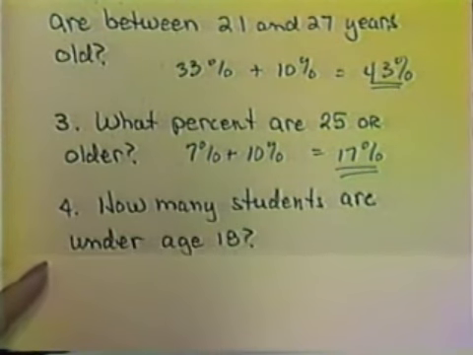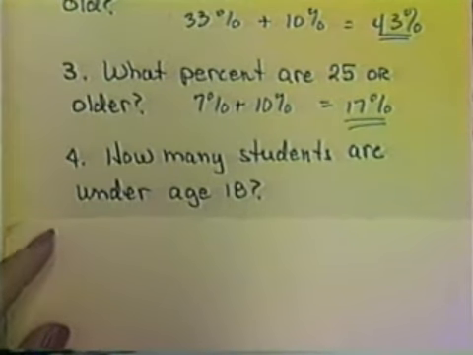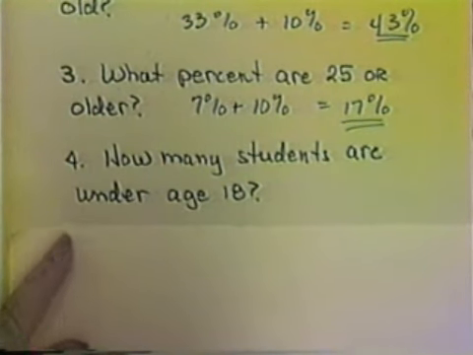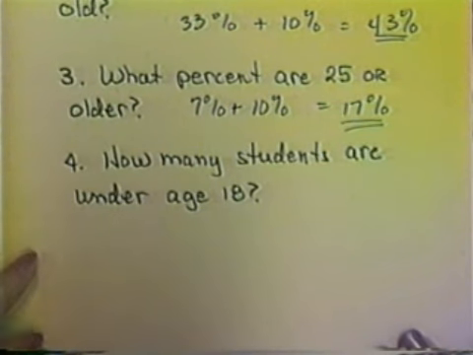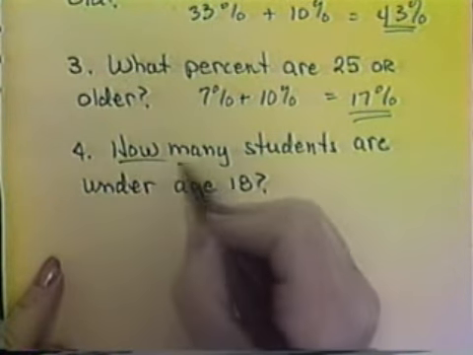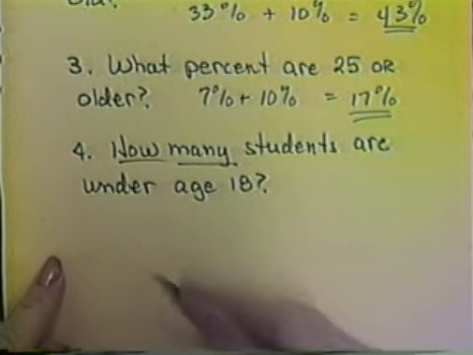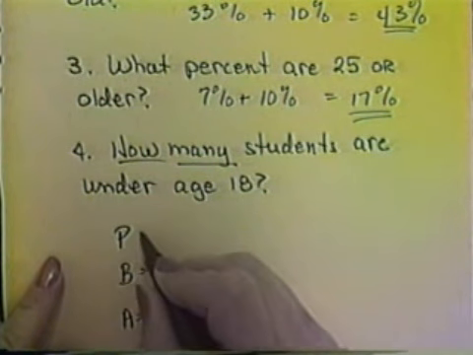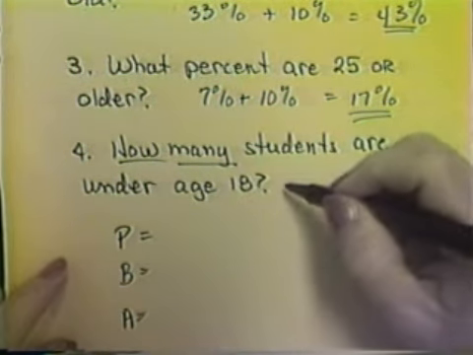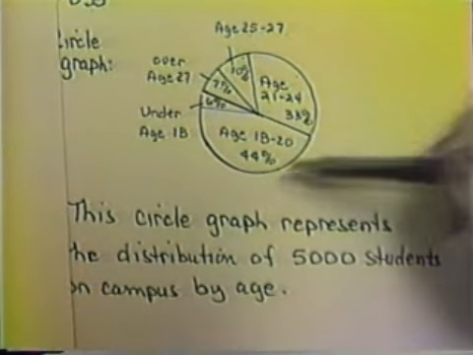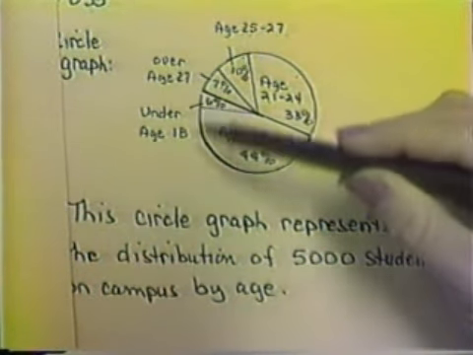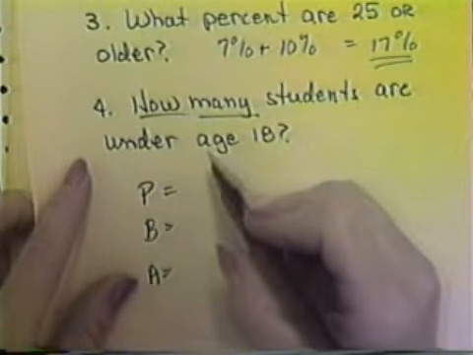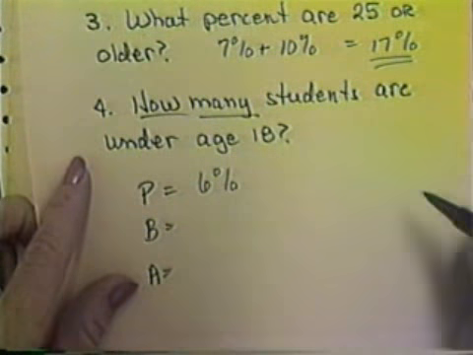Okay. Let's look at our next example. It says, how many students are under age 18? Now, in this problem, they're not actually asking for what the percent is. They want to know how many. So that means we're going to a percent problem. We need the percent, we need the base, and we need the amount. Okay, how many students are under age 18? Well, according to this circle graph, what's the percent under 18? Okay, the percent under 18 is 6%. So that means my percent is 6%.